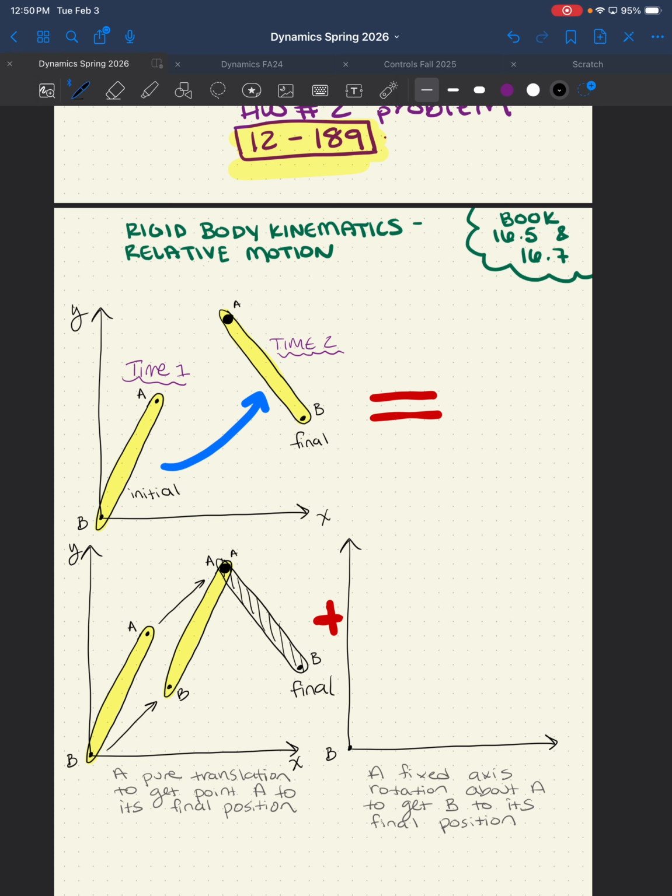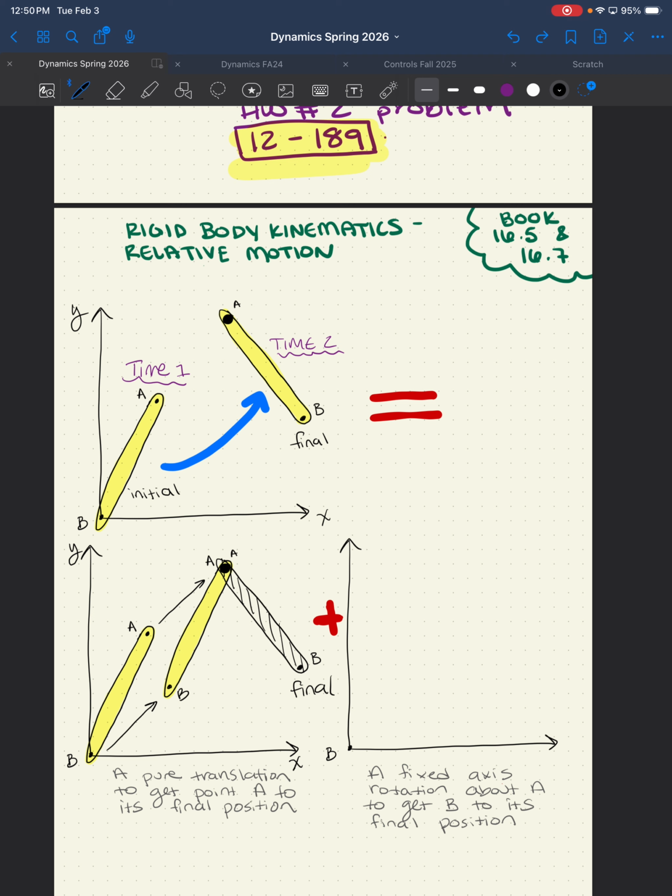Then I think it's actually kind of clear the way that I've drawn them on top of each other here is if I now do a fixed axis rotation of this body about point A, I can get B where it needs to go. That gets us to our final position.